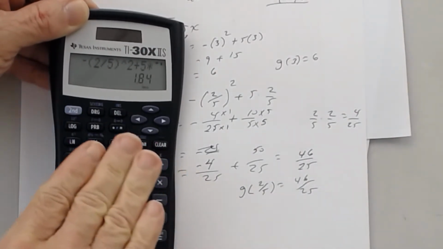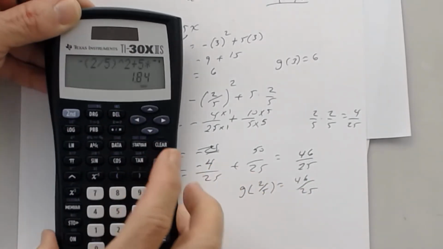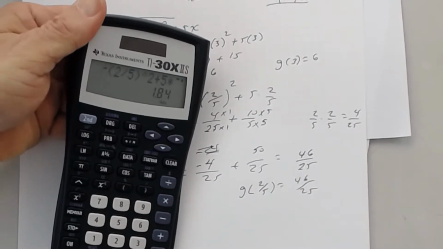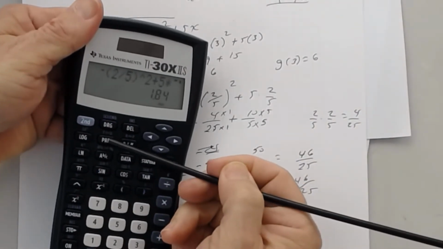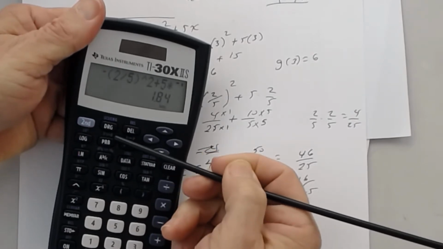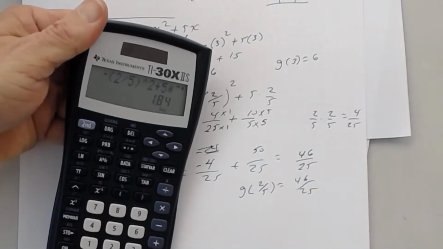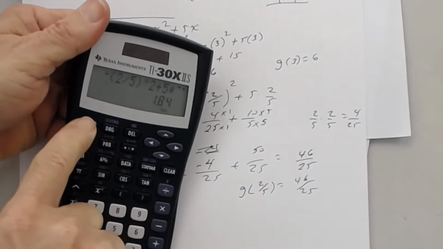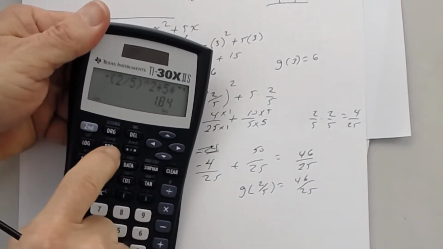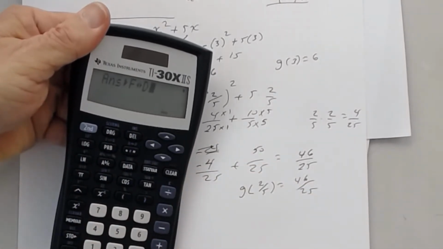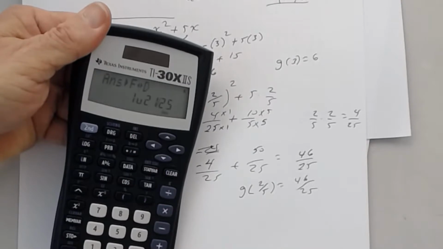So here's how you can convert this back to a fraction. You see, right above that PRB right here, in blue, it says F to D, D to F. So fraction to decimal, decimal to fraction. To get to it, though, you got to press the second button. So you press second, PRB, oh, I got a syntax error, and then press equal, and you get this.